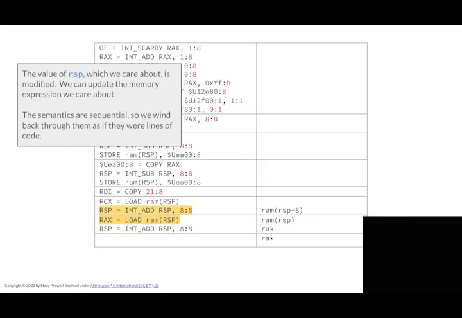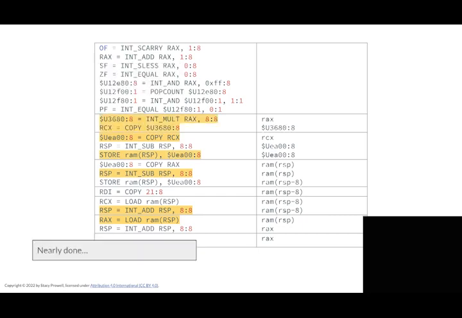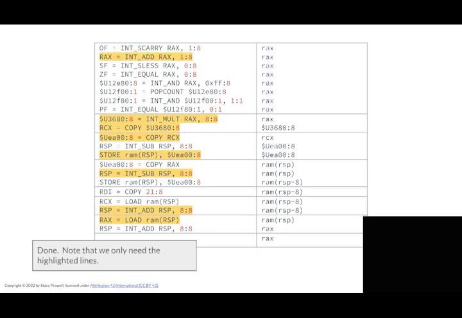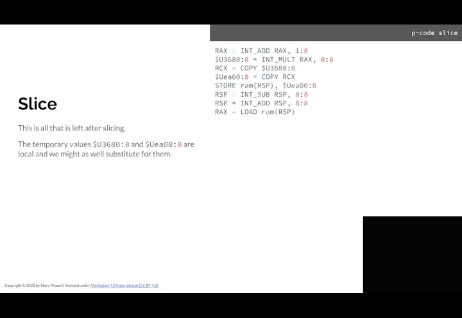We work back the same way with that. We keep the next line because it sets RSP. We discard some lines, keep some lines, until finally we work up to the last one, and there we go. Now, we only need the highlighted lines. Those are the ones we've chosen to keep. The rest we're discarding. And so let's discard them. And there we go. This is our sliced semantics for that piece of code.